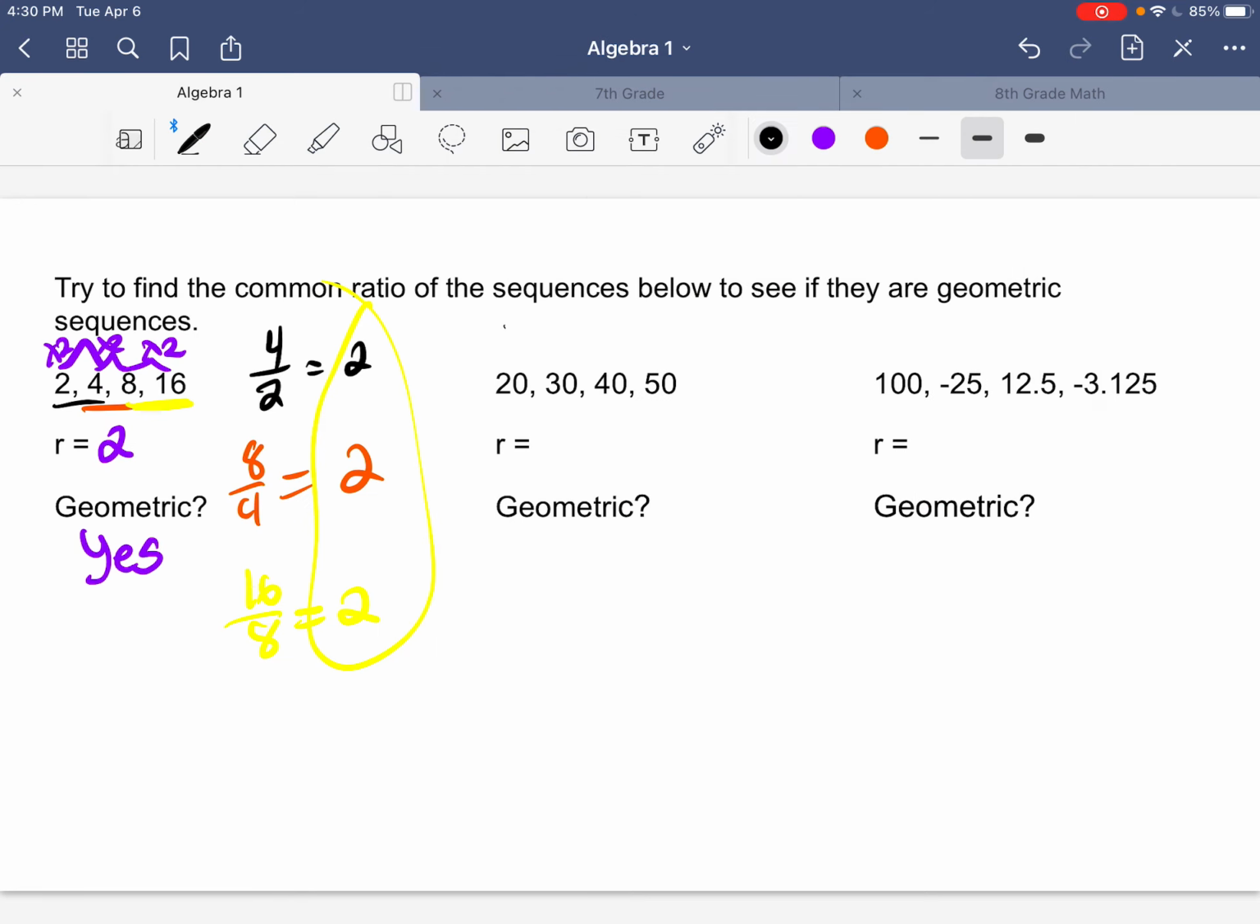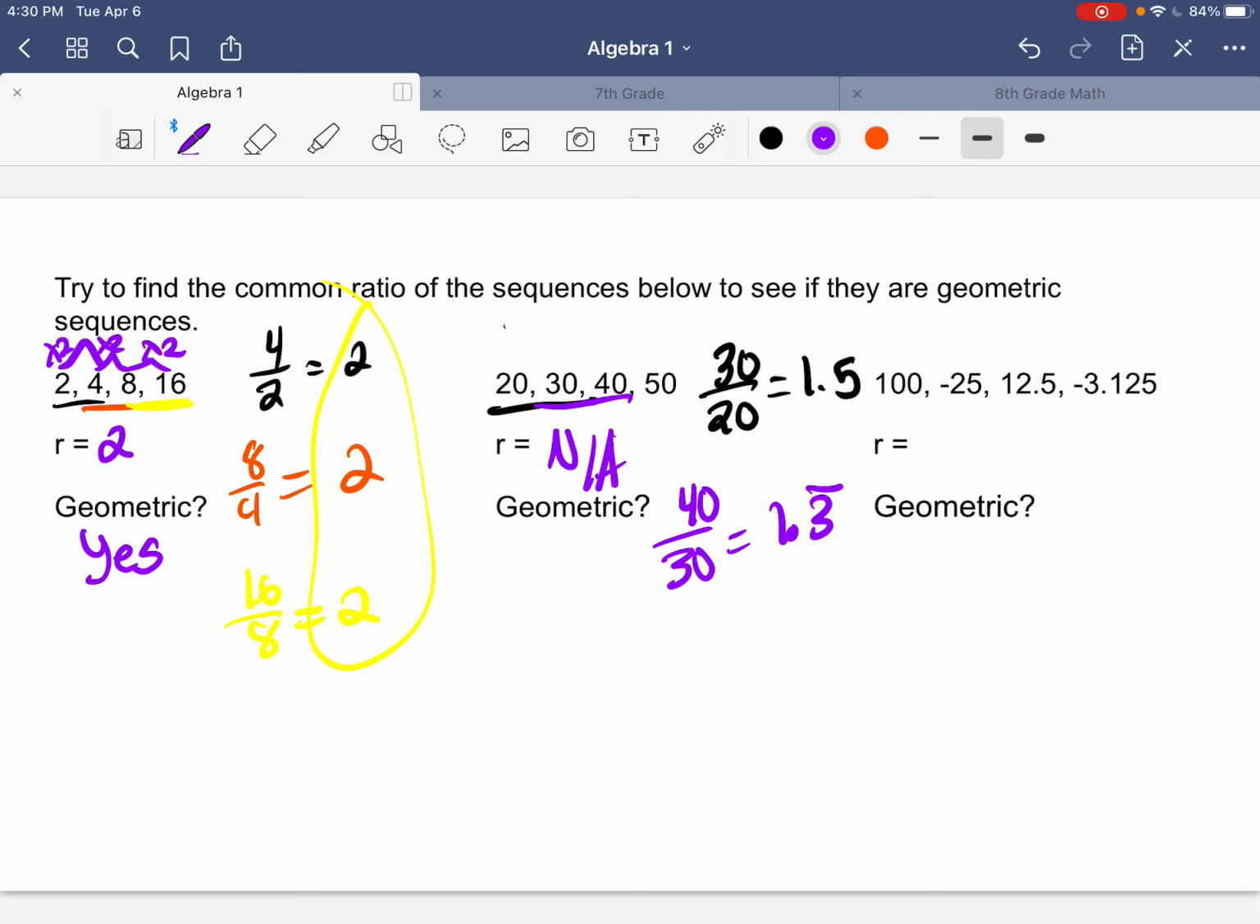Again, we're trying geometric, meaning multiplying. Obviously, you can see it's plus 10. But what we're going to do is 30 divided by 20, and you get 1.5. From there, we're going to do 40 divided by 30, and you get 4 over 3, which is about 1.3. And therefore, they do not have a common ratio. So no common ratio, and therefore it is not geometric.